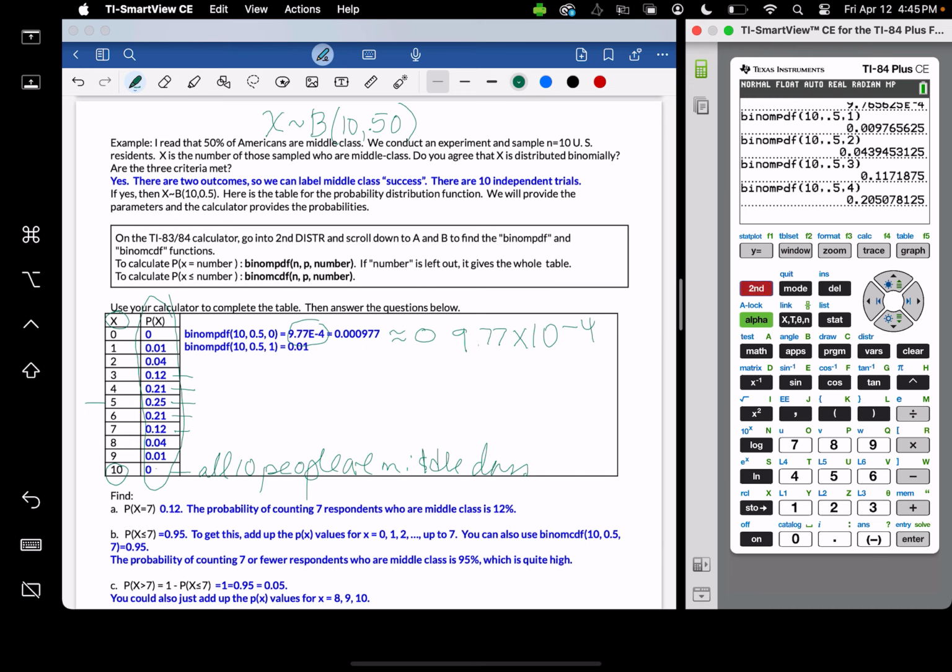0.21, 0.25, and so on, 0.21, and then it is symmetrical. It goes back down all the way to 10. Now my recollection is that this may not always be perfectly symmetrical. And I wanted to check one other thing real quick.